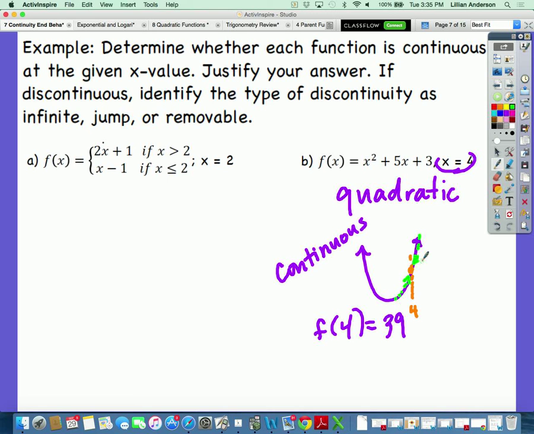The only functions you really have to worry about not being continuous, or where you really have to check using the continuity test, are your reciprocal functions. That's when you have a variable in your denominator. Your greatest integer functions, because those of course are your steps, and your piecewise functions. Okay? So any of those you have to check. Other than that, they're all going to be continuous.